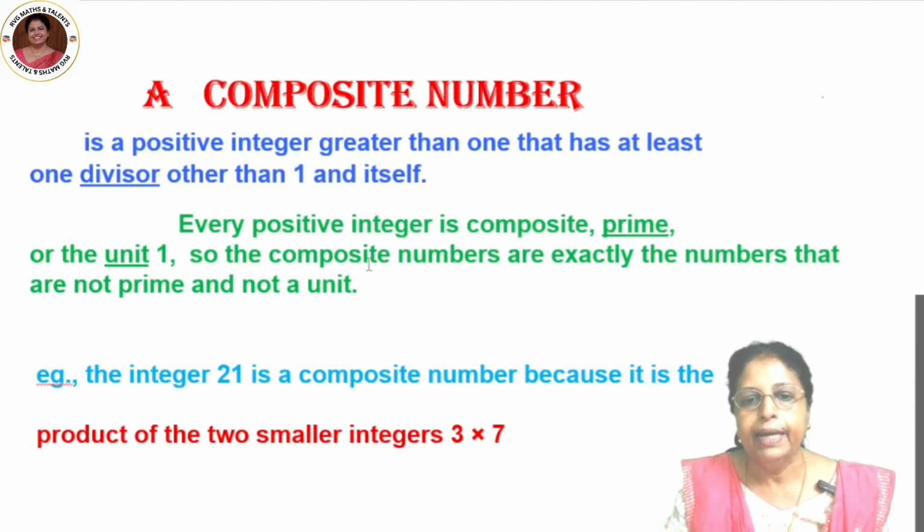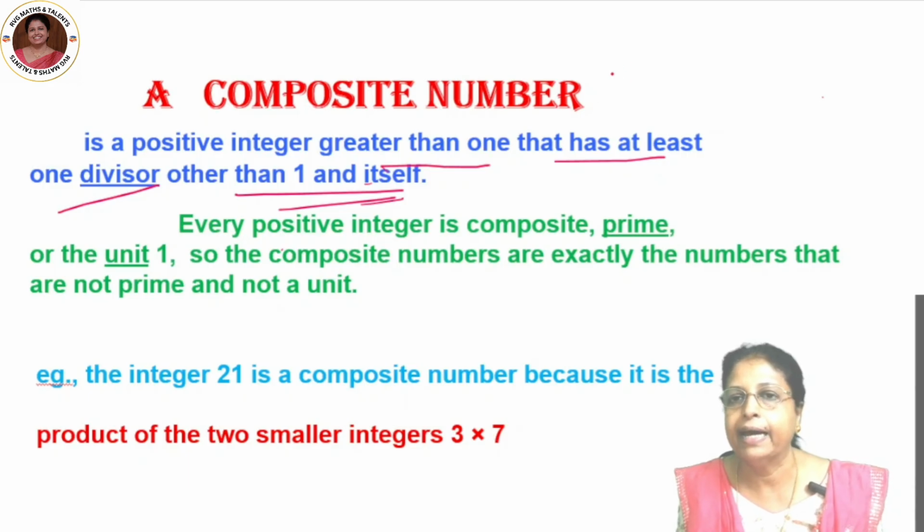Okay. Then next we consider composite numbers. We know that. What is a composite number? See, we have seen that prime numbers have only the factors itself and 1. Okay. But a composite number should have at least one other divisor.